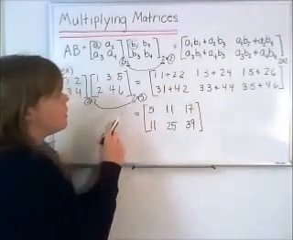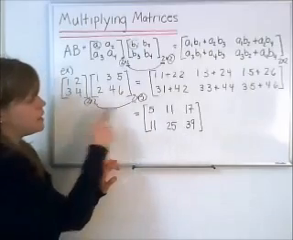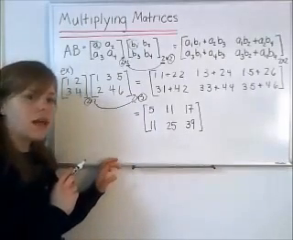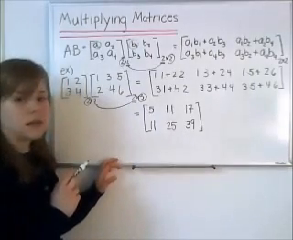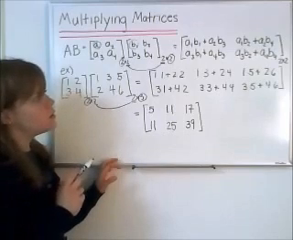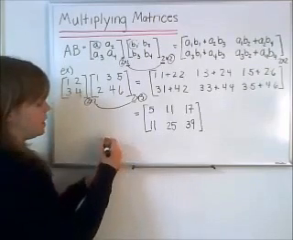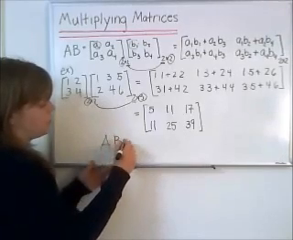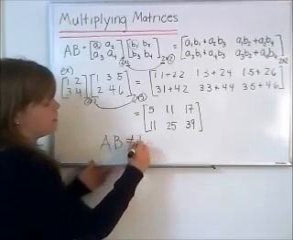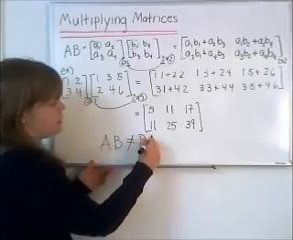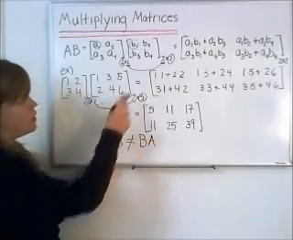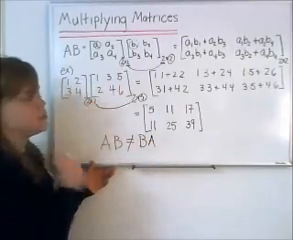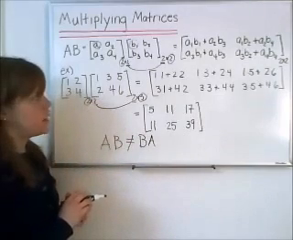And again, all that matters is that these inside entries match. If you don't have that, you can't necessarily multiply the matrices. You also, and this is very important to note, cannot assume that a matrix A times B is necessarily equal to B times A. And you would find that you can't even multiply these matrices in the opposite direction.